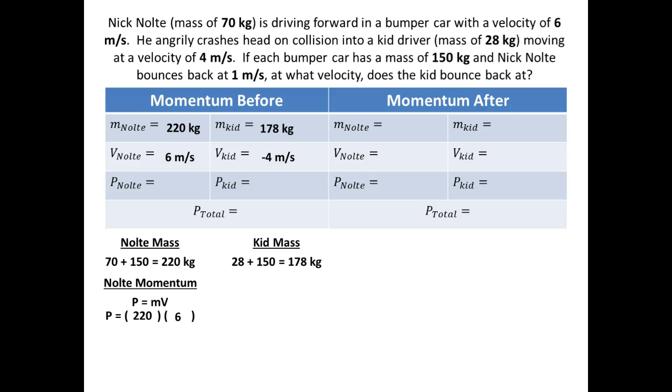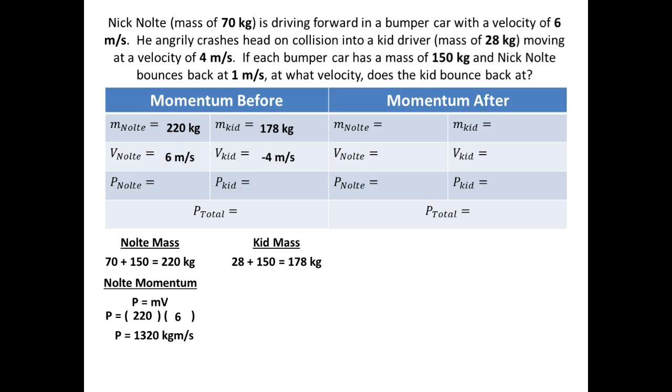This takes a little calculator moment. You may not know this particular product off the top of your head. 220 times 6 in your calculator is going to give you 1,320 kilogram meters per second. Remember, the unit for momentum is kilograms meters per second. Because it's the product of mass and velocity, the unit is the product of the unit for mass and the unit for velocity. So kilograms times meters per second.